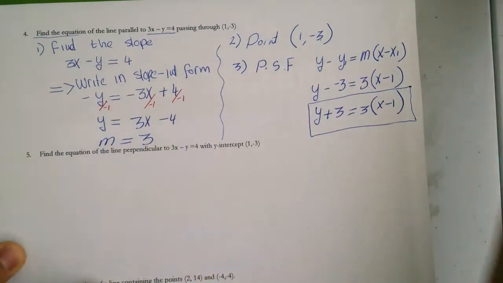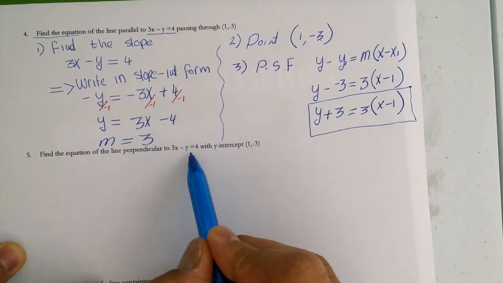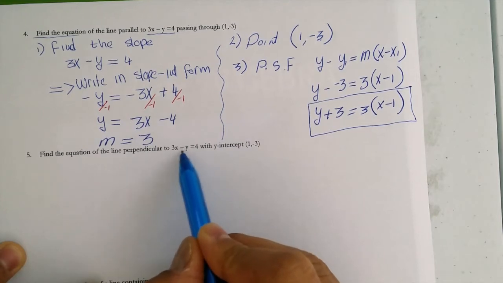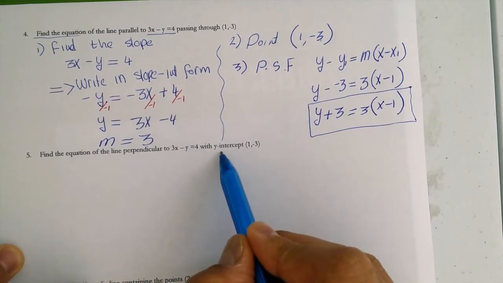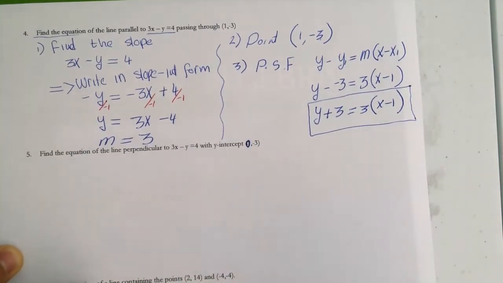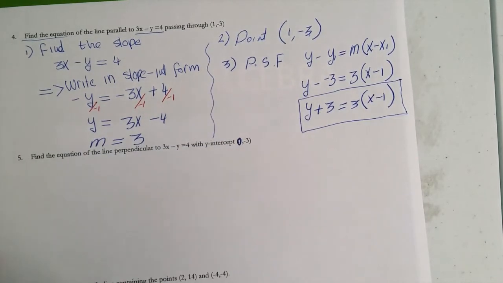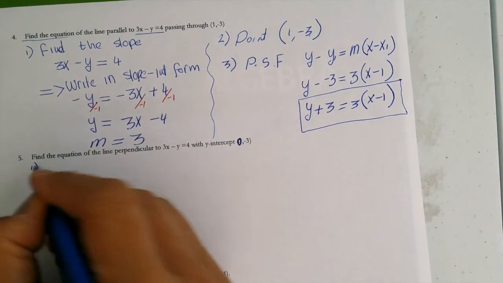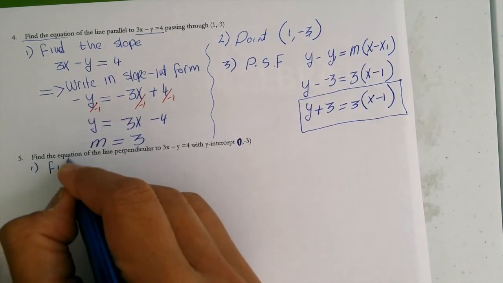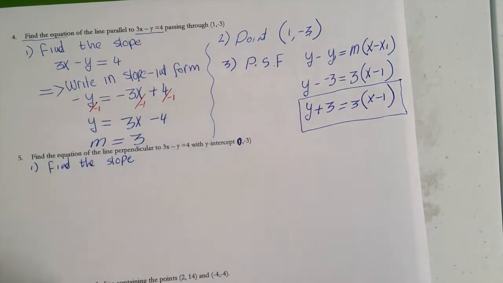Find the equation of the line perpendicular to 3x minus y equals 4, and the y-intercept is (0, -3). So the first thing we need to do when we start out finding the equation is we need to find the slope. Find the slope of the line we're currently looking for.